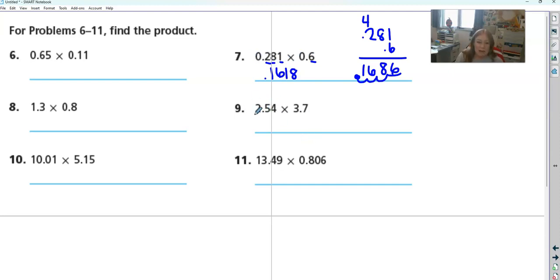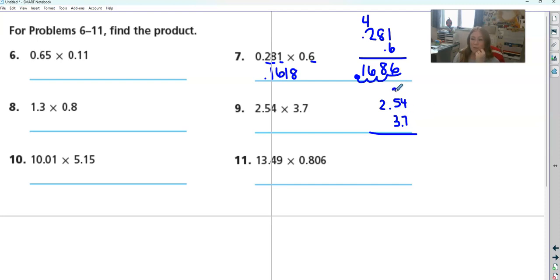Hey, I'm going to try number 9 with you. So that is 2.54, and I want to keep 3.7 on the bottom because it doesn't have as many numbers. So I only have to do times by 7 and times by 3 instead of times by 4, times by 5, times by 2. So we set it up. The only time we don't worry about decimals until the end.